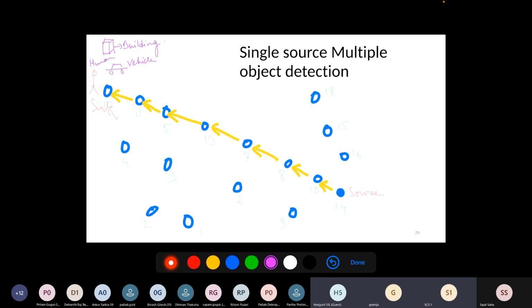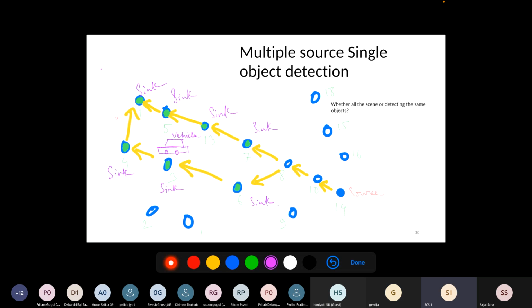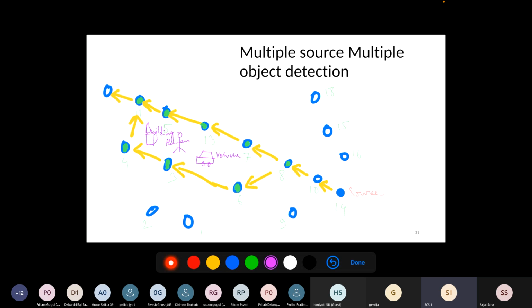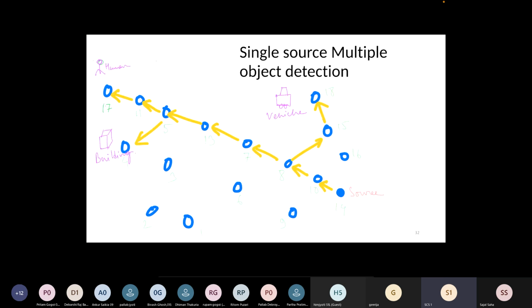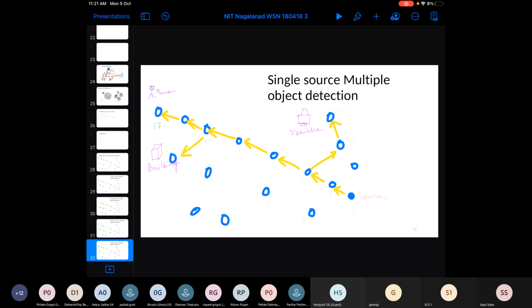Yes, sir. So I will discuss the next two case studies, that is multiple source and single object detection, as well as multiple source and multiple object detection, in the next class. So right now I am ending this session. Thank you for your participation.